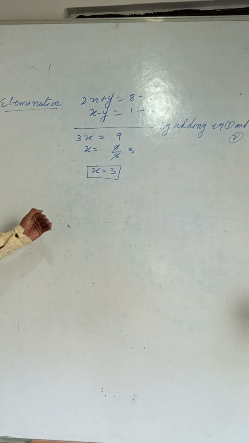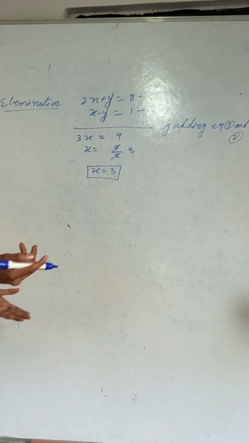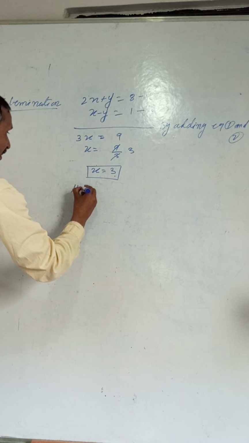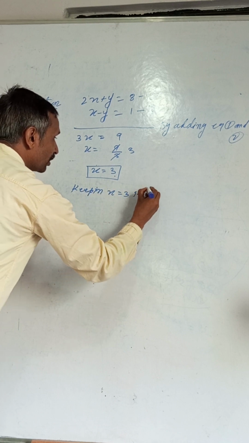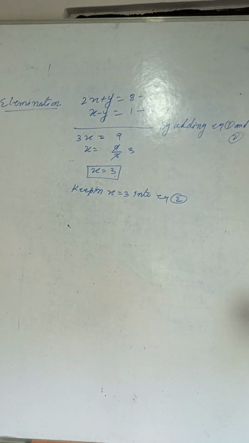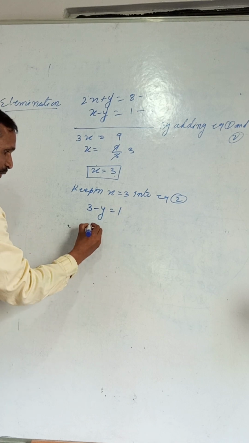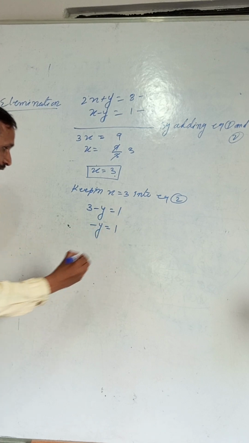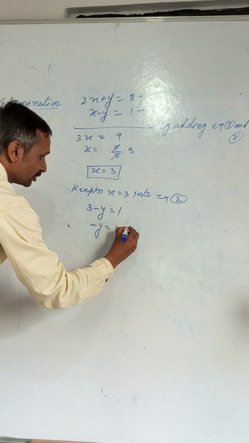Now substituting this value into equation number 1 or any one, we can get it. Okay, we can keep x is equal to 3 into equation number 2. So what we get? 3 minus y is equal to 1. Then y is equal to what? By transposing, 3 will go that side, it will become minus 3.